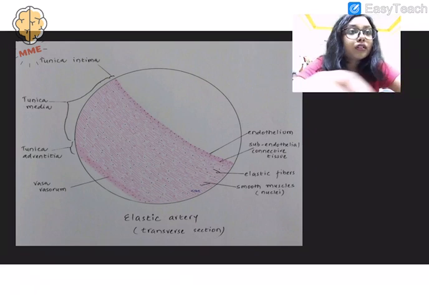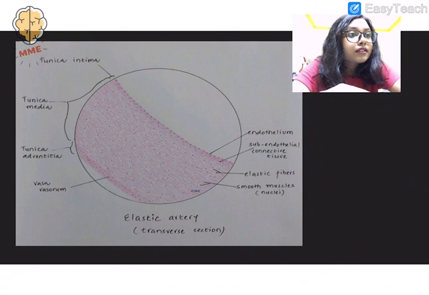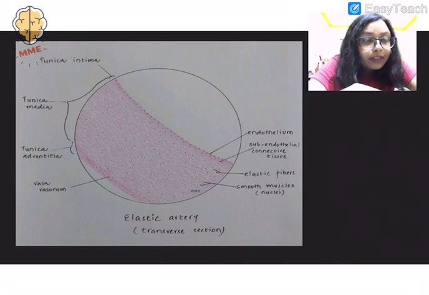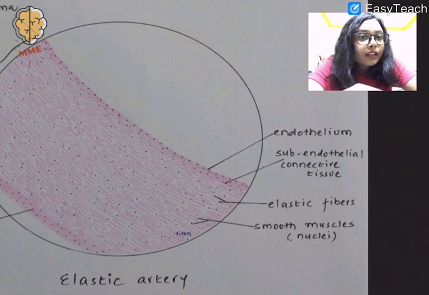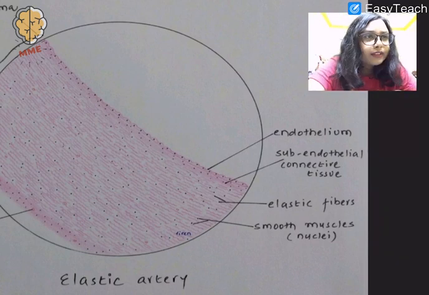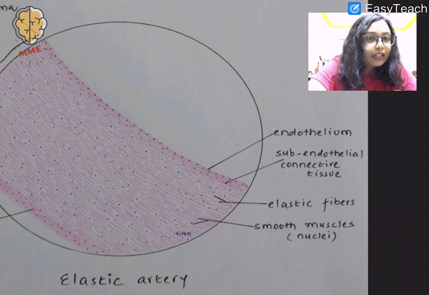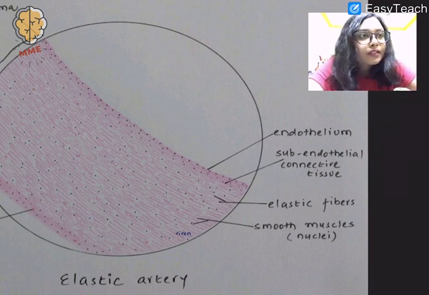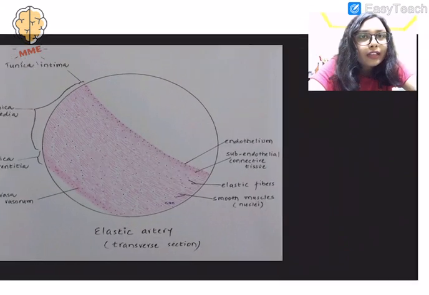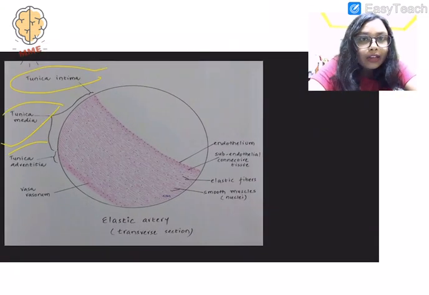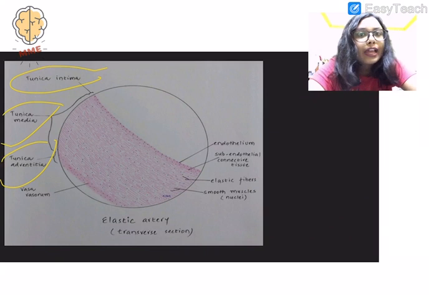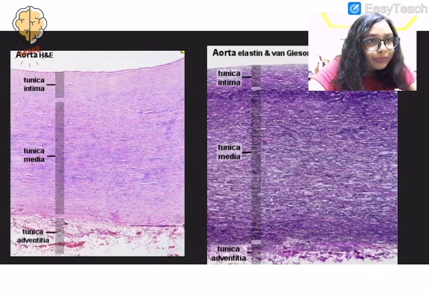Okay, so here you can see this is the diagram that you will have to make in your copy. See, isn't it looking like dense regular connective tissue? But it is not. It is elastic connective tissue, and hence whenever you draw it, you will draw it in the artery. So you will show tunica intima, tunica media, and tunica adventitia. And in the tunica media you will find the elastic fibers.